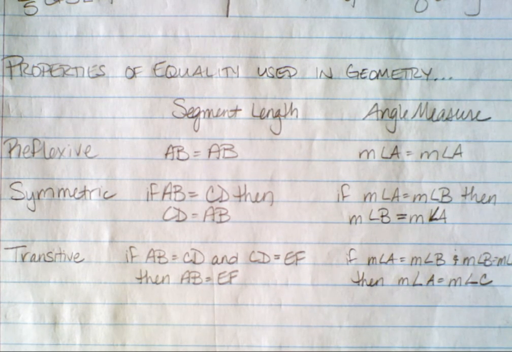So the reflexive property: line segment AB equals line segment AB, or the measure of angle A equals the measure of angle A. The symmetric property says that if AB equals CD, then CD equals AB. So again, with line segments, we can flip them around. Same with angle measurements. The transitive property: if segment AB equals segment CD and segment CD equals segment EF, then segment AB equals segment EF. Same is true with our angles as well.